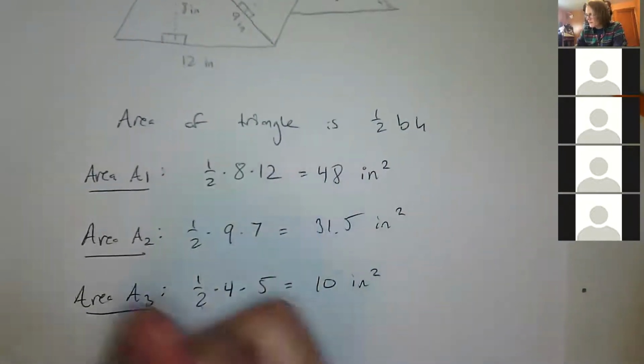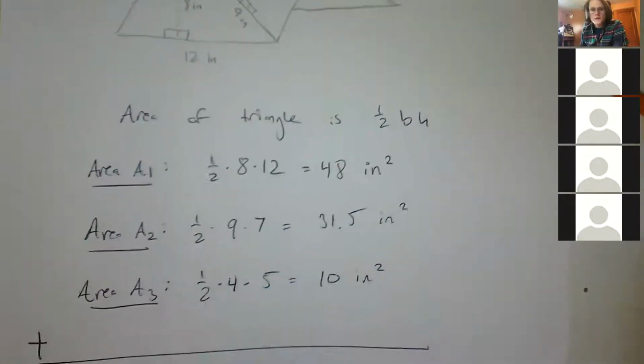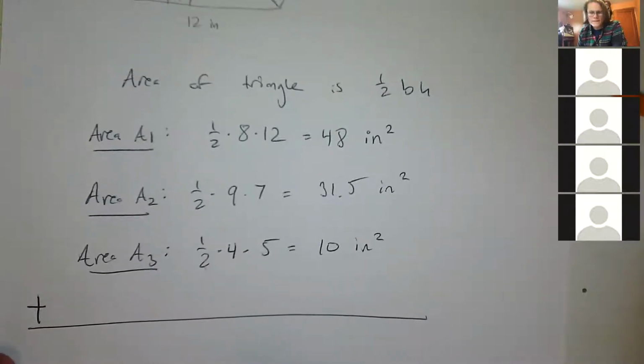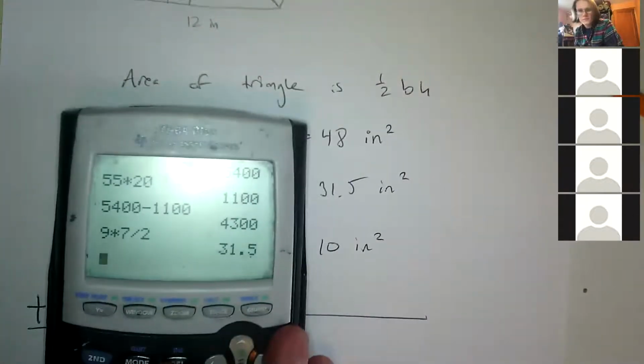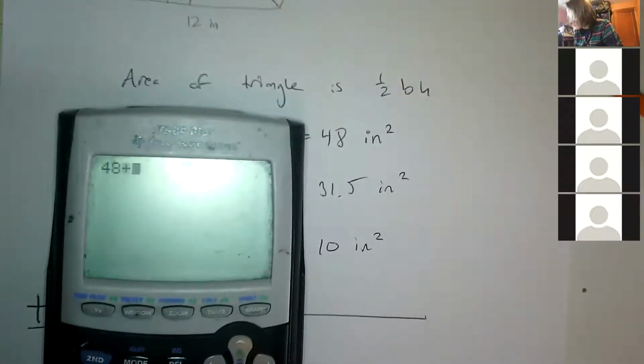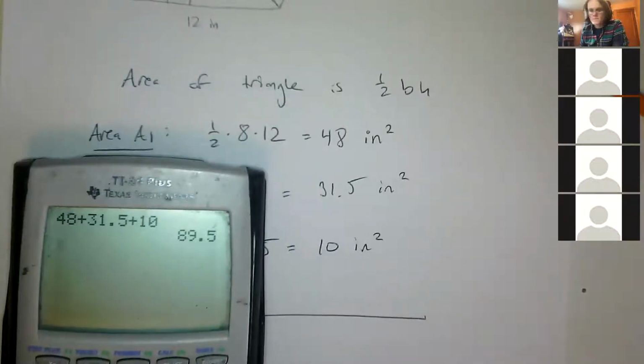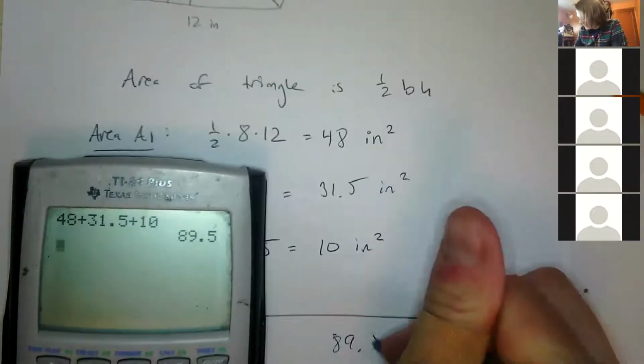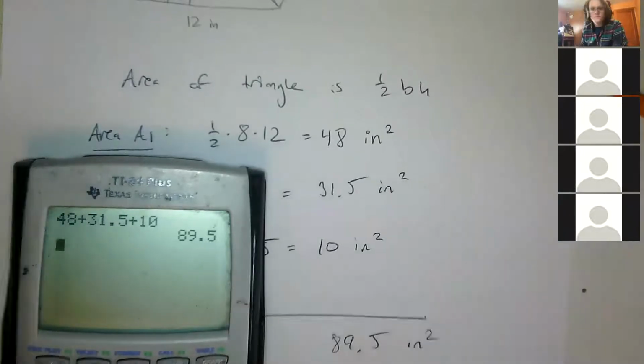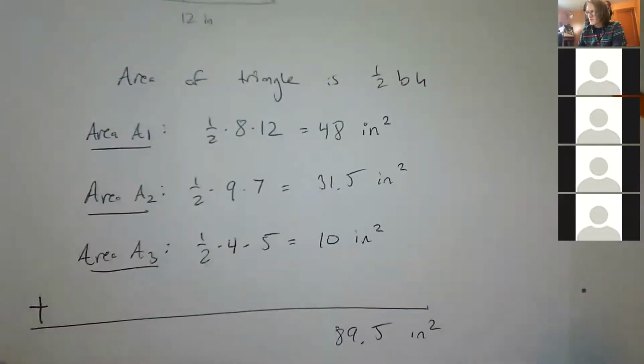And now we just add them all up. All right, so what do I get? 58 plus 31.5. I guess I can do it all straight. So 48 plus 31.5 plus 10. 98 or 89.5. And again, it's all inches squared. Right. And so that's the total area.